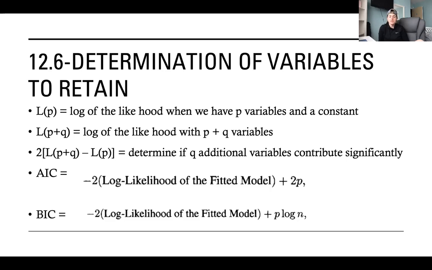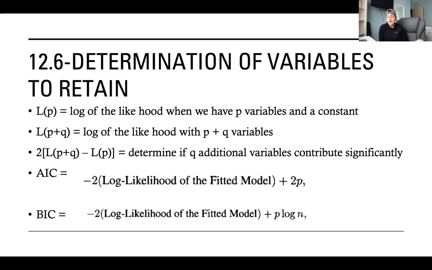We're also going to look at L of p plus q, which is the log of the likelihood with p plus q variables. And finally, we're going to look at 2 times L of p plus q minus L of p. This is going to determine if q additional variables contribute significantly to the model. In this case, we're going to look at our chi-squared. A small chi-squared value means that the variable does not add significantly to the improvement of the prediction, and a large chi-squared value means that we are indeed going to retain the variable.